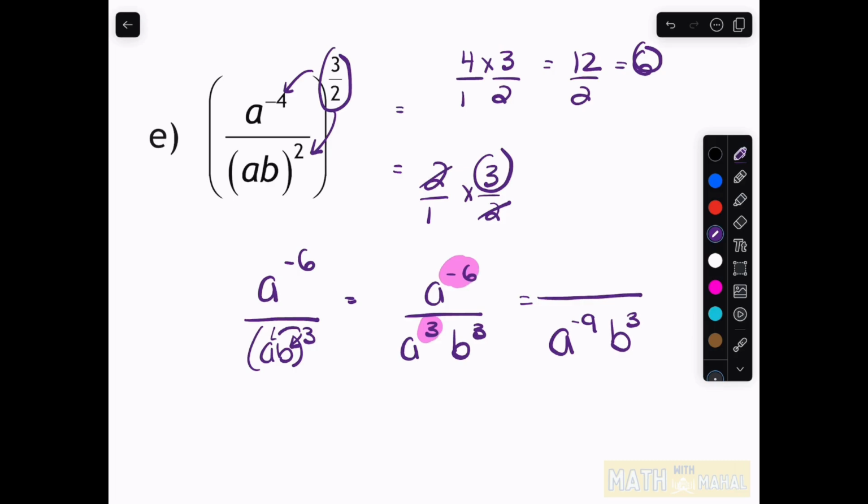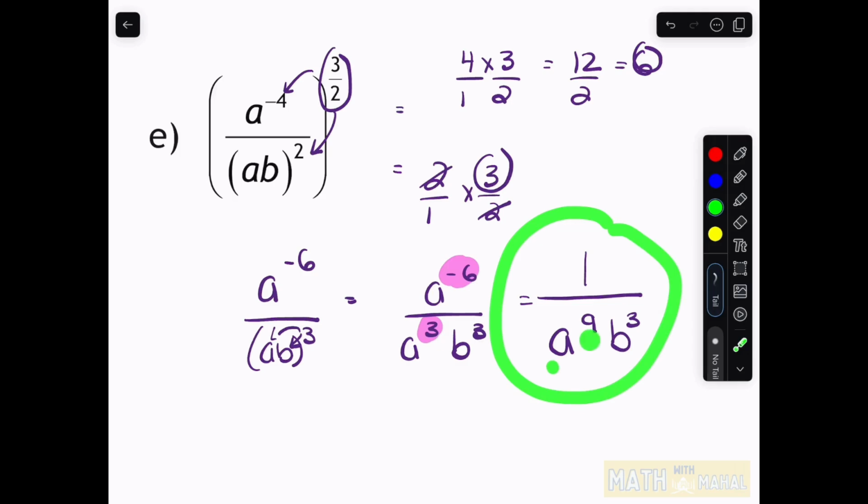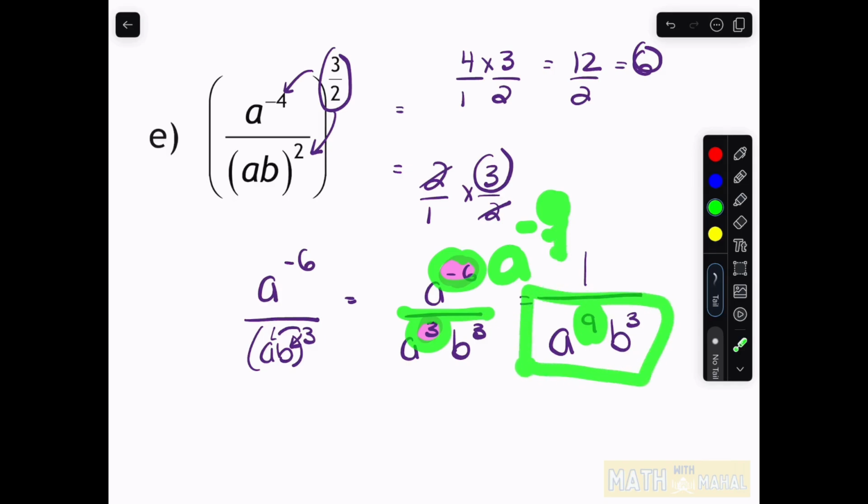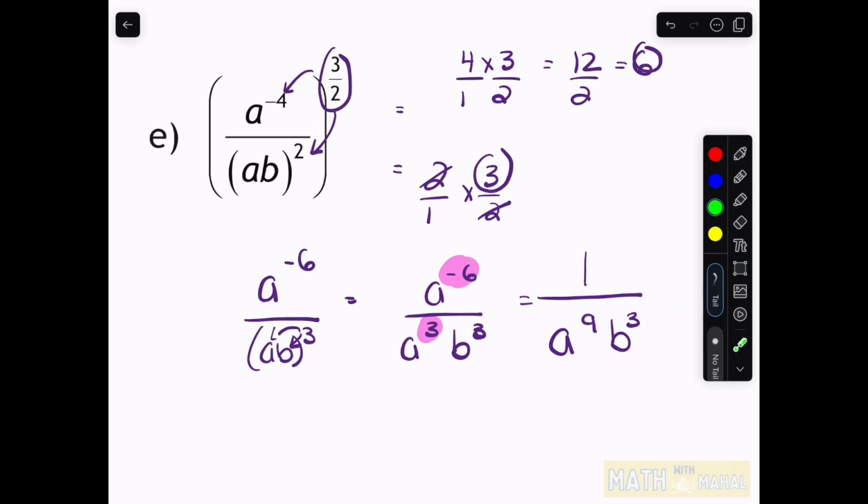Now, since we don't want negative exponents, we're going to raise it all to a 1, and that negative goes away. So our answer becomes a to the power of 9, b to the power of 3. And just to clarify, I'm getting this 9 by going -6, take away 3. That really equals -9. So truthfully, it would have been a to the -9 up here, but we don't want negative exponents, so I brought it all down over 1, and now everything is positive.